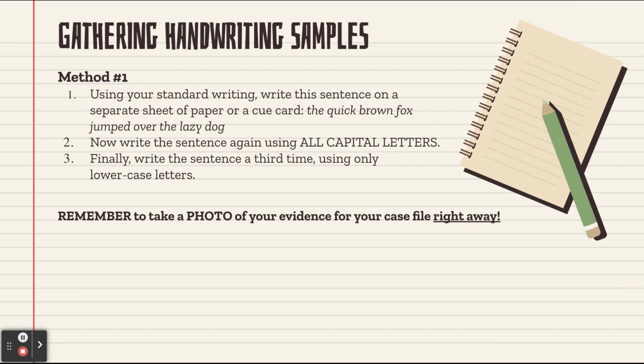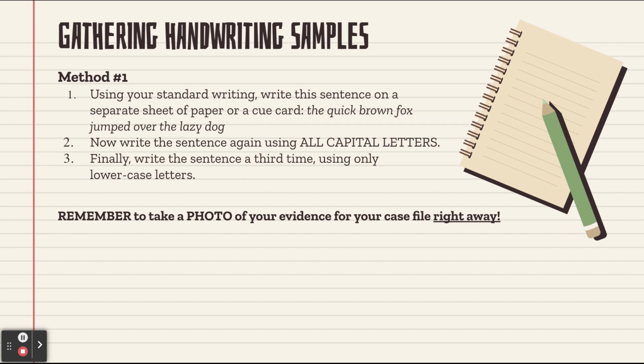We have 1 method for gathering handwriting samples. For this, you're going to write a sentence called a pangram. This is a sentence that uses every letter of the alphabet at least once. It gives investigators the opportunity to see how an individual writes each letter of the alphabet.